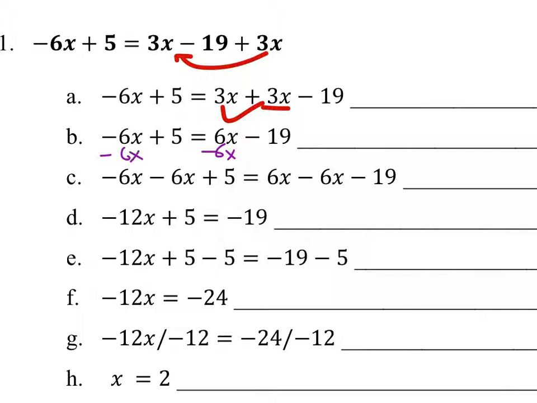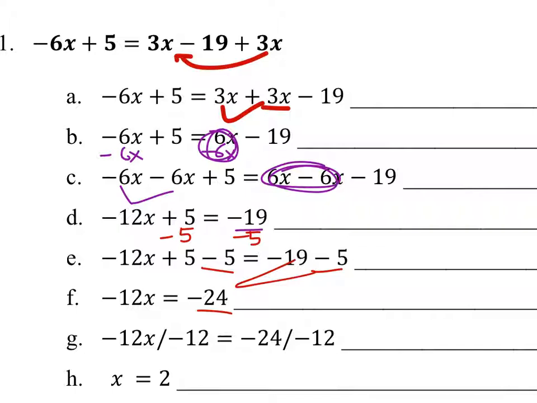I mean, they showed it a little bit different, but it is the same thing. Which gets rid of this 6x, because these two cancel out. And so you're left with that negative 19, negative 6x minus 6x is negative 12x. And then we would subtract 5 from both sides, just as they did. Well, that gives us negative 24 up in here, and you got negative 12x equals negative 24. And then you divide both sides by negative 12, and you get x is 2.